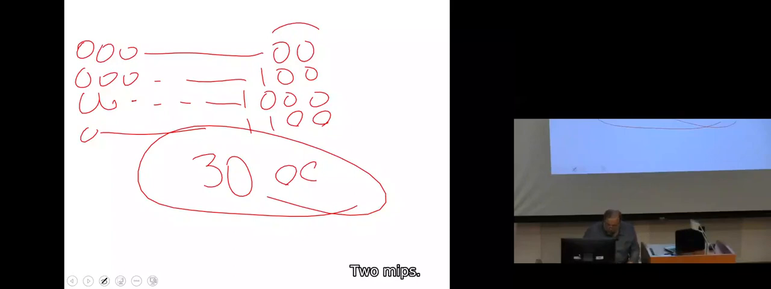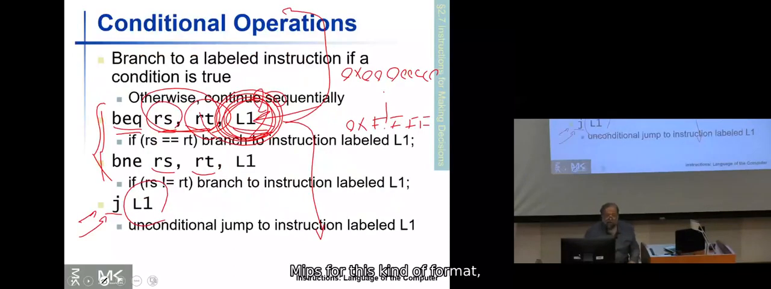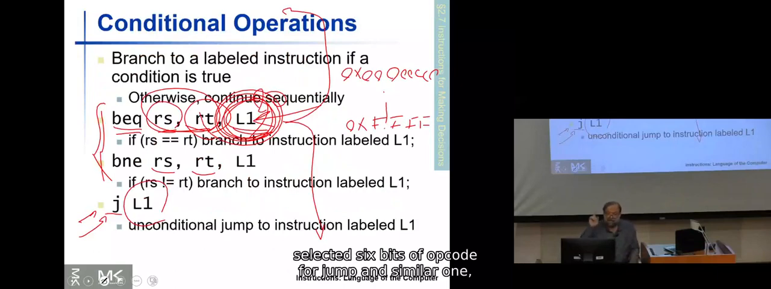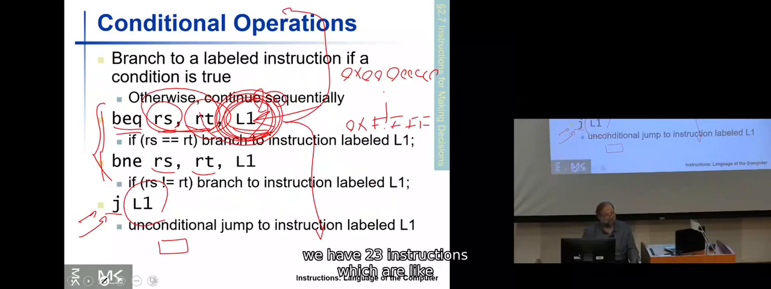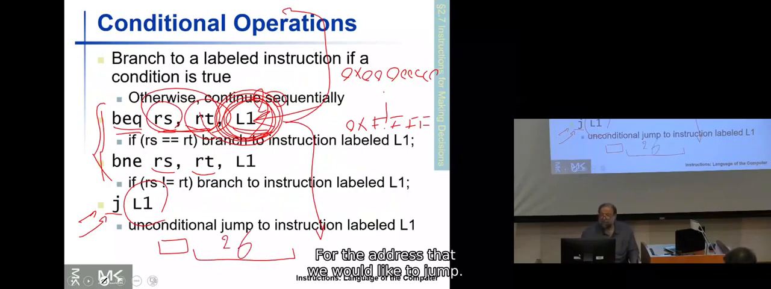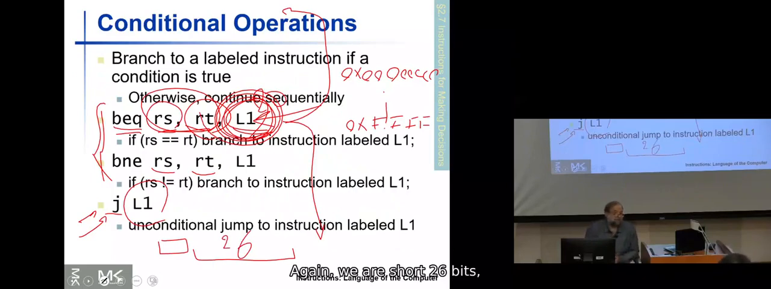So what did MIPS do? Let's go back. For this kind of format, MIPS selected 6 bits of opcode for jump and similar instructions. We have 2 or 3 instructions which are like jump, and then 26 bits for the address that we would like to jump to. Again, we are short. Even if you put 2 zeros at the end, because there are always 2 zeros at the end, we have 28 bits, but we needed 32 bits. What to do?